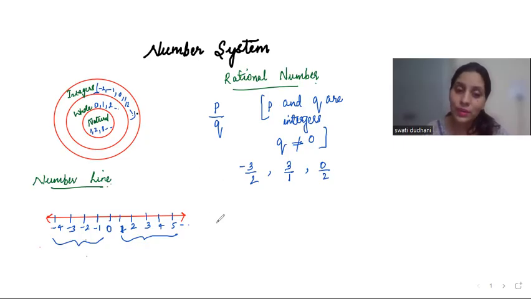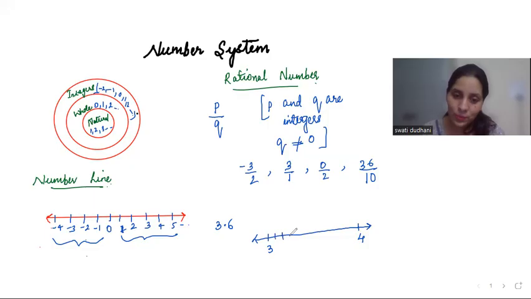So for example, I take 3.6. 3.6 is a decimal number. Also, 3.6 is a rational number because 3.6 can be written as 36 by 10 when we remove the decimal. So all the rational numbers can be represented on a number line. Let's take 3.6. As we clearly know, 3.6 lies between 3 and 4. So this is 3.1, 3.2, 3.3, 3.4, 3.5, 3.6, 3.7, 3.8, 3.9. So this is 3.6.